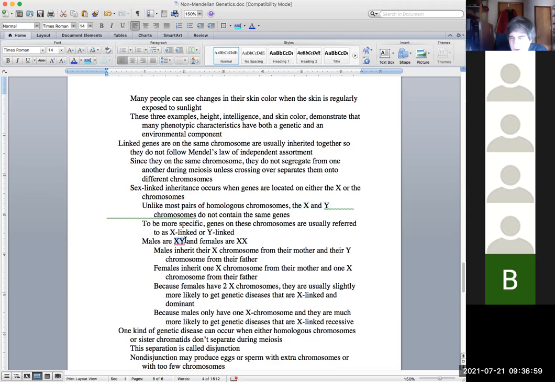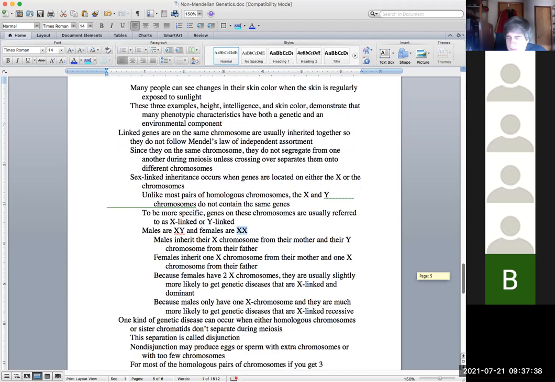Now, we know that males are XY and females are XX, and notice this is true for all mammals. It's not true for all animals. If we look at birds, in birds, females have 2 different chromosomes, and the two chromosomes in males are the same. And a lot of plants don't even have male and females. Many plants make male flowers and female flowers on the same plant. So a lot of plants don't have sex chromosomes at all. So we want to keep that in mind.